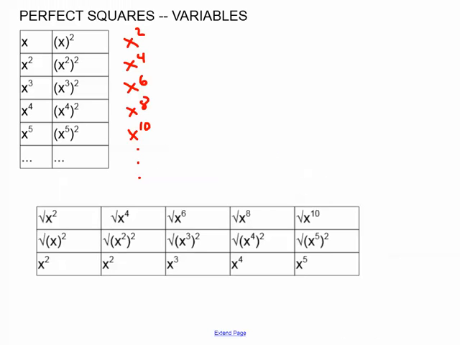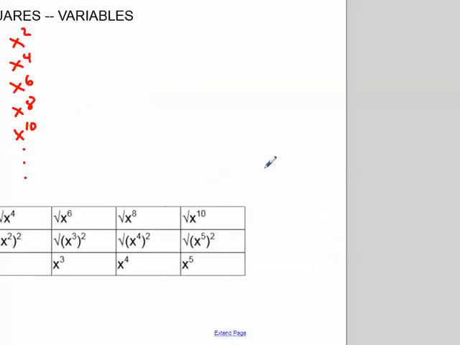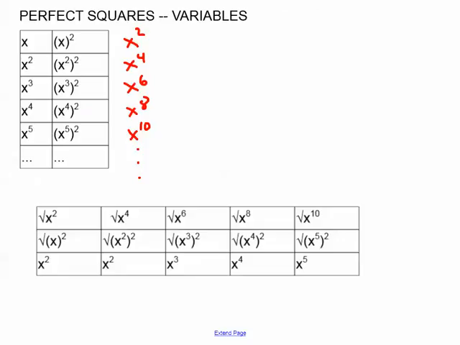We've also got variables. We talked about variables. Perfect square variables are these things in red. Those are the things in red that are perfect squares. Perfect square variables have powers that are even. X squared is a perfect square because square root of it is x. X to the fourth is a perfect square because it's even powered. Square root is x squared.